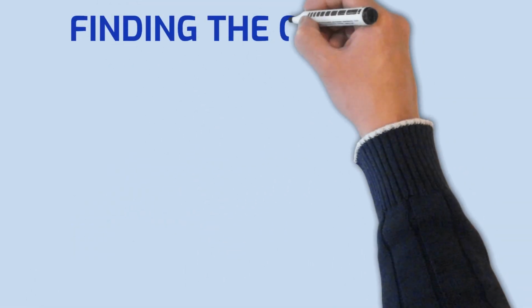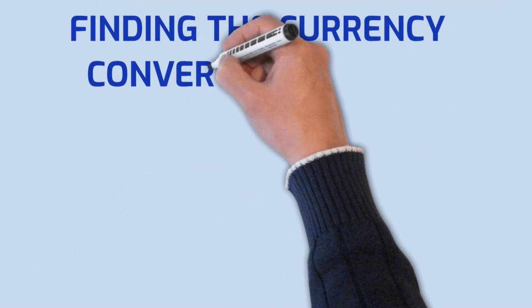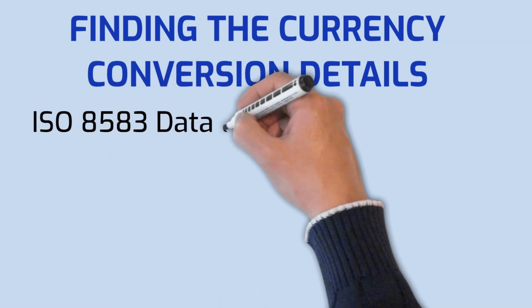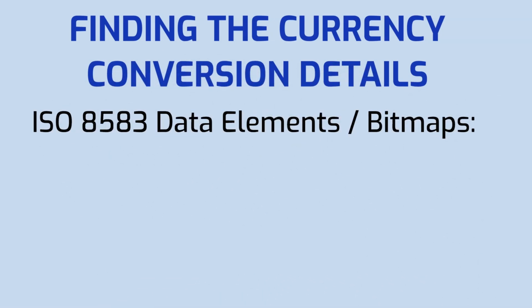Finding the currency conversion details. I will provide you with the MasterCard data elements for currency conversion details. As MasterCard uses ISO 8583 for authorization messages, these data elements are likely to be similar to other networks. The MasterCard clearing file format is proprietary, so other payment networks may have the same information in different transaction record fields than MasterCard. In the authorization, here are the ISO 8583 data elements related to currency and currency conversion.